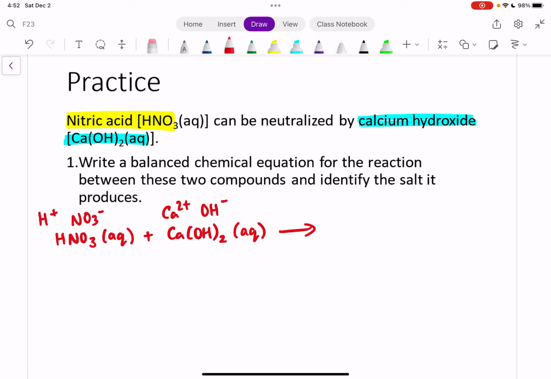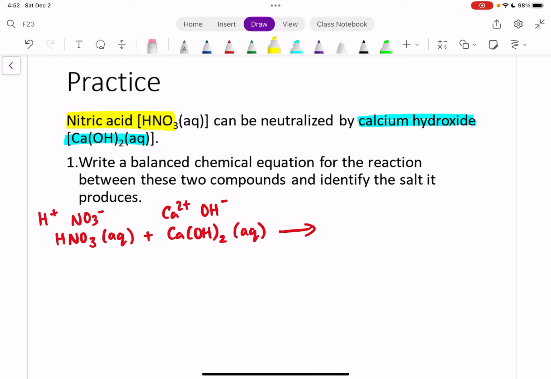So if you weren't sure which was your acid and which one was your base, how could you figure that out? Well, remember, Arrhenius said that anything that donates an H plus in solution is an acid, and anything that donates an OH minus in solution is a base. So we know which one's our acid and which one's our base, even if we're not told that. Okay, so what can we do here?